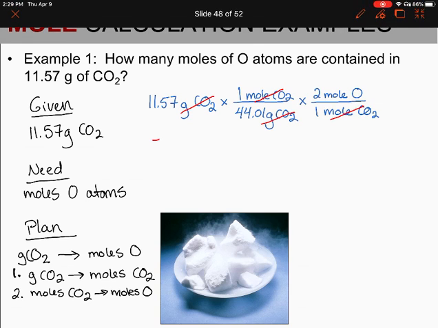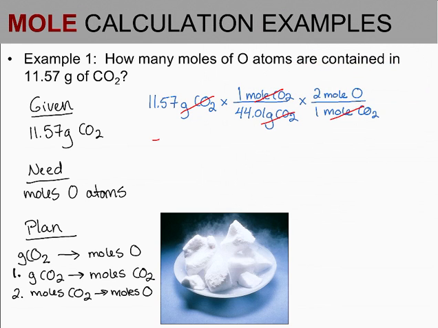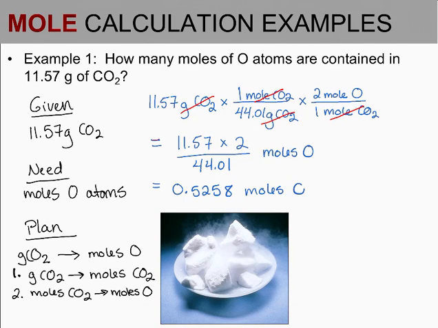So this is going to simplify to 11.57 times 2, and then we're dividing everything by 44.01. And our final unit will be moles of oxygen. Okay, and we should get a value of 0.5258 moles of oxygen.